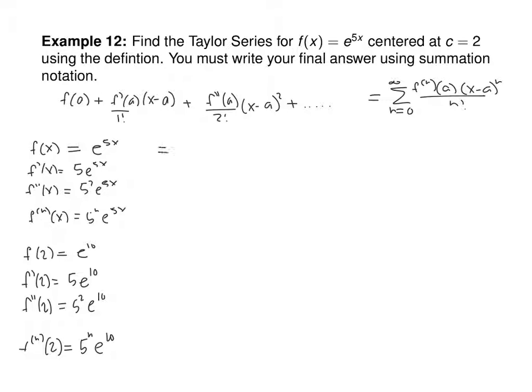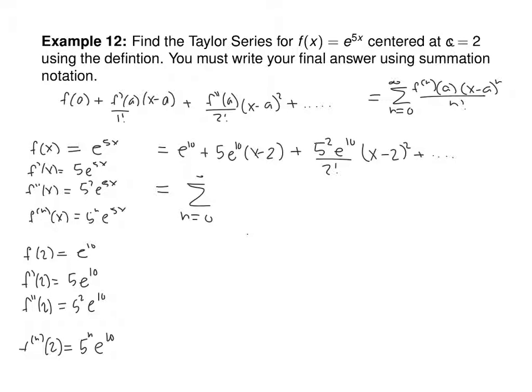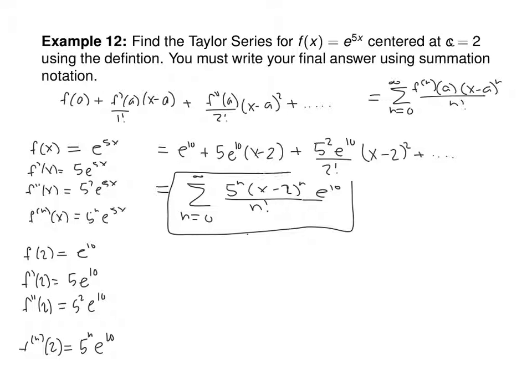So this Taylor series will equal e to the 10th plus 5 e to the 10th times x minus 2. Should have said a equals 2. Plus 5 squared e to the 10th over 2 factorial x minus 2 squared, etc. Or a sum from n equals 0 to infinity. So the 5 has a power of n, the x minus 2 has a power of n. We're over n factorial, and e to the 10th is just hanging out there as a constant. So there is your Taylor series centered at a equals 2.